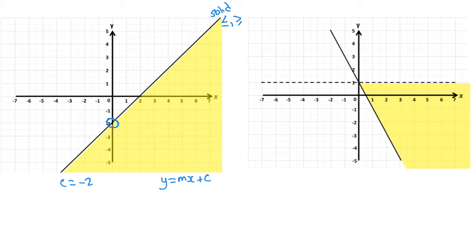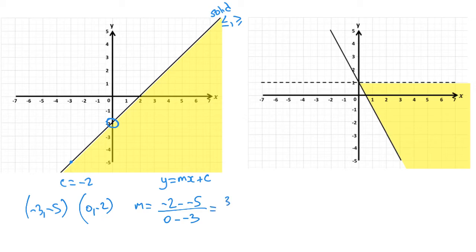I need to work out the gradient, and the gradient here is the rise over the run. So if we pick 2 points on the line, one down here at minus 3, minus 5, and another one at 0, minus 2, then we can work out the gradient being rise over the run to be minus 2 take away minus 5 over 0 take away minus 3, and that gives us 3 over 3, which is 1. So the equation of the line is y equals x minus 2.